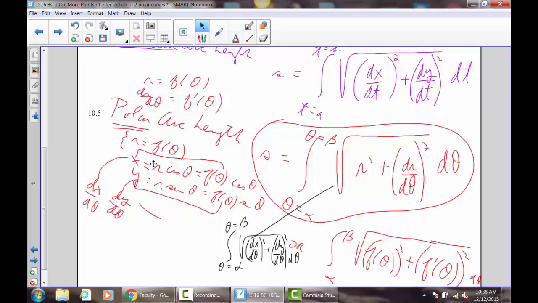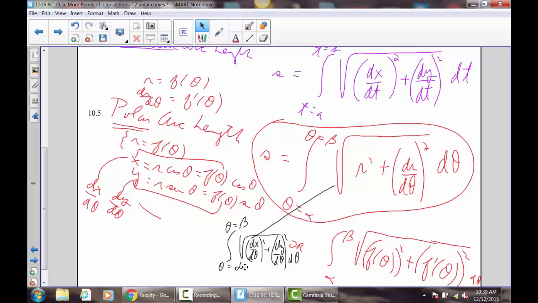So now, oh, I'm seeing where I'm going with this. Now we have dx d theta. We have x as a function of theta, and we have y as a function of theta. So if you think of it this way, it's the integral from theta equals alpha to theta equals beta, which are, of course, lines through the pole, of the square root of, and instead of dx dt squared, it's dx d theta squared. Instead of dy dt all squared, it's dy d theta all squared, d theta.